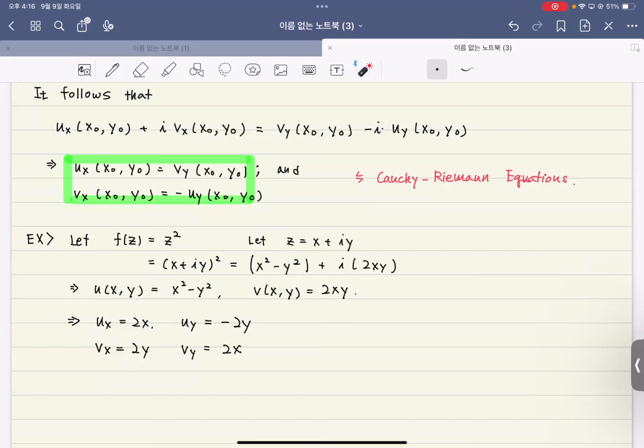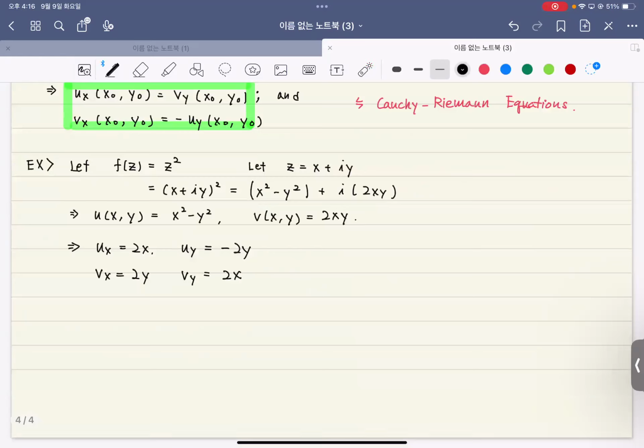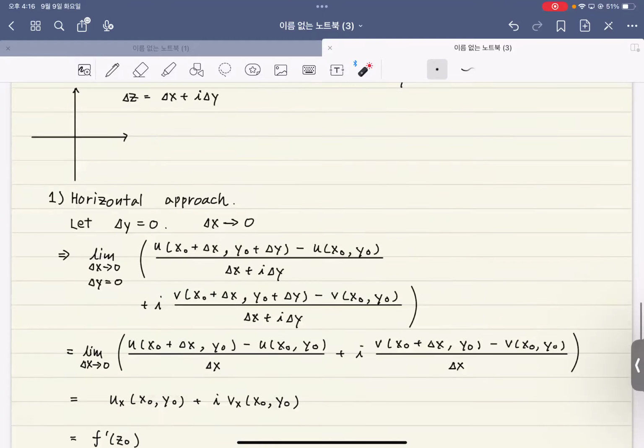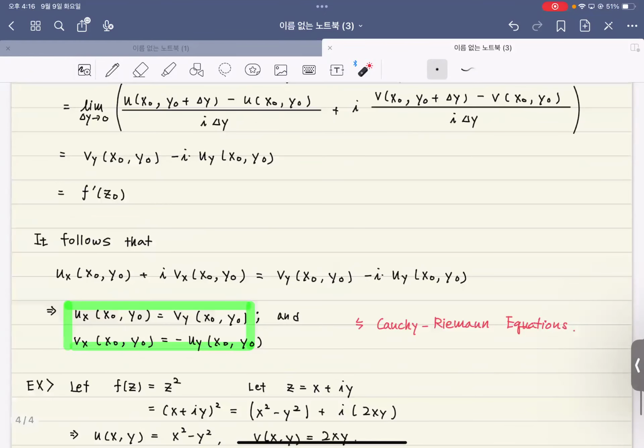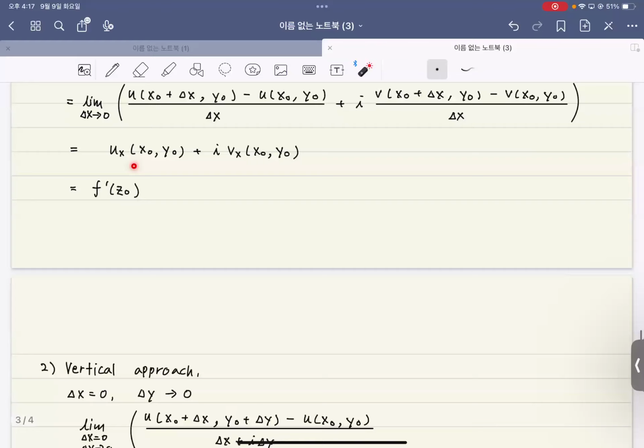On top of that, let me try to compute the derivative of this function. We already know the derivative of this function is 2 times z, right? But the same conclusion can be derived by using the Cauchy-Riemann equations. So we already know that if your function is complex differentiable, then according to the previous analysis, this one must be the derivative too, right? Ux plus I times Vx. This one also must be the derivative. Or you can choose this guy. Whatever, but I will take this expression.